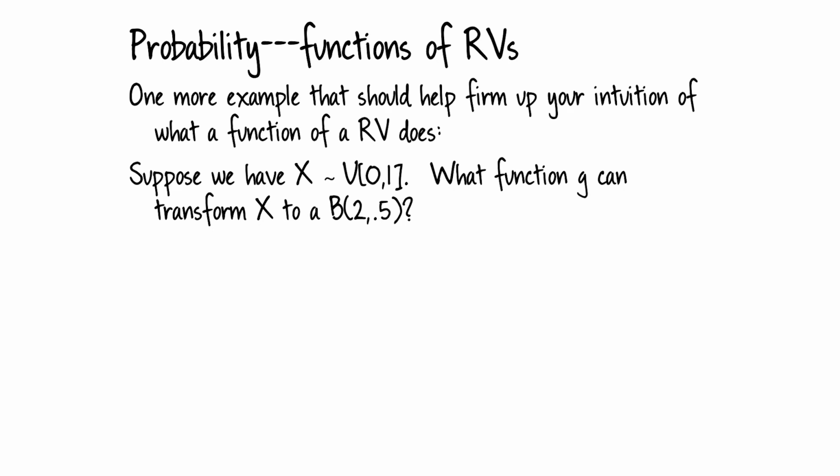So this is kind of a puzzling question, right? In the last example, I gave you the function, and then we just went step by step transforming the random variable by the function. Here, I didn't give you the function. I asked you to come up with the function. So we've got 2 random variables. One has a uniform 0, 1 distribution, and one has a binomial 2, 0.5 distribution. What function might transform one into the other?